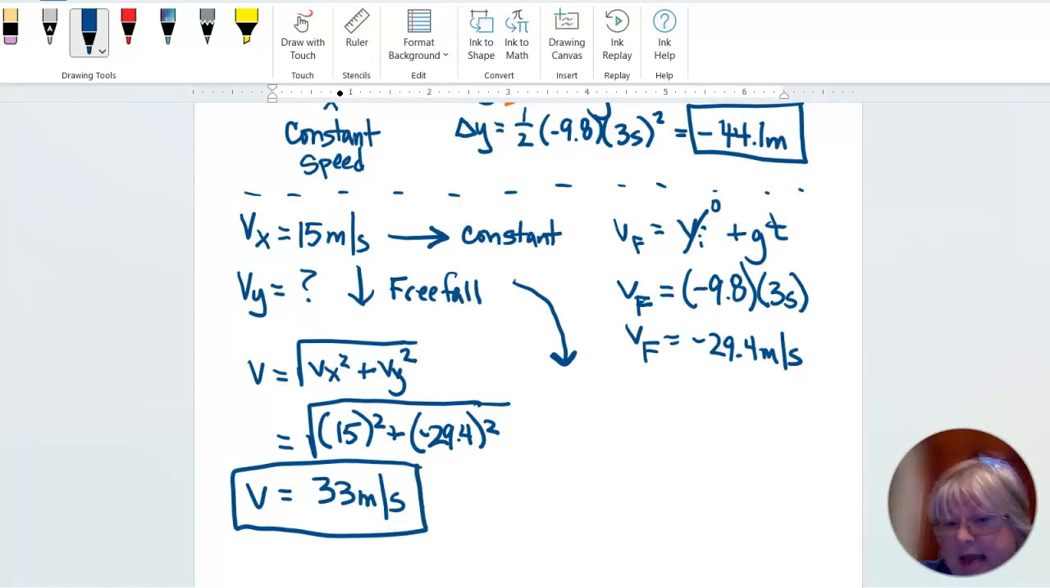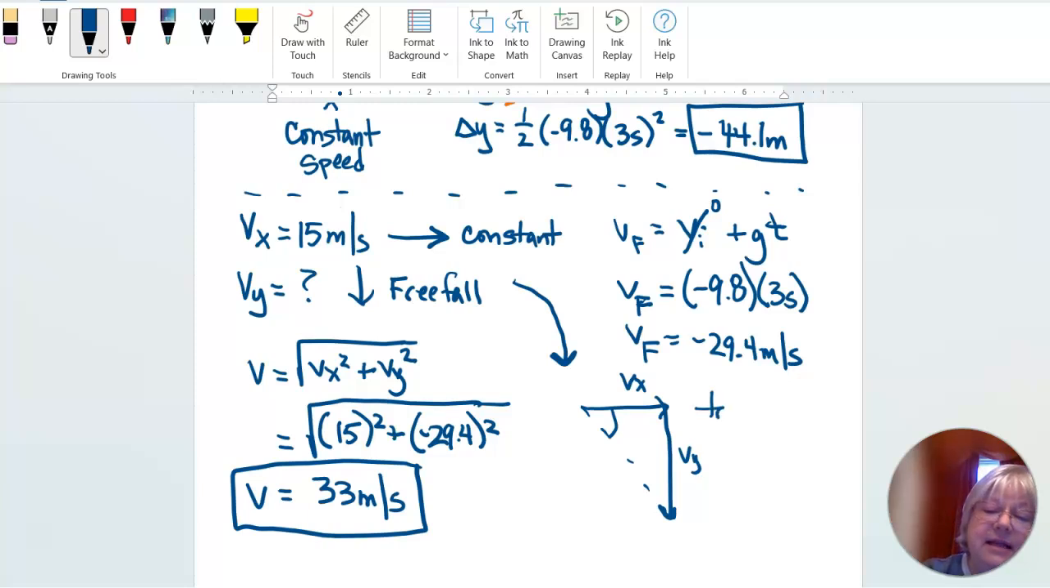Now, I wasn't asked for an angle, but if I wanted to, I could find one using trig. I could say the tangent of my angle equals my Vy divided by my Vx. I'm not actually going to solve it because I wasn't asked for it, but if you were, that's how you would do it. Okay? All right, I'll see you for our last problem that we're going to review, and that's problem number 4.